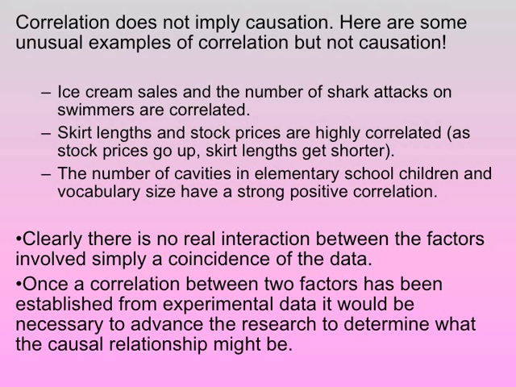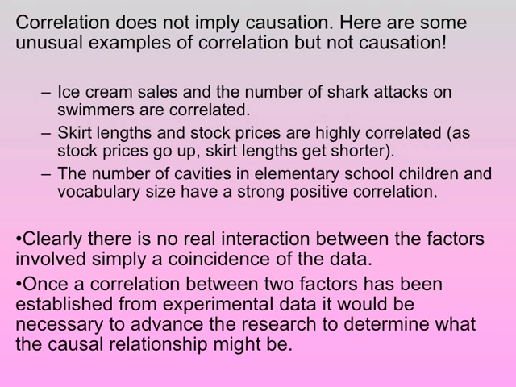There are some unusual examples of correlation, but not causation. For example, ice cream sales and the number of shark attacks on swimmers are correlated. Maybe because they both happen in the summer, and people in the summer tend to go to the beach more, and therefore getting attacked by sharks is more likely. But that doesn't mean that one thing causes the other. It doesn't mean that the more ice cream you sell, the more shark attacks there are going to be. They are strongly correlated, however, one thing does not cause the other.